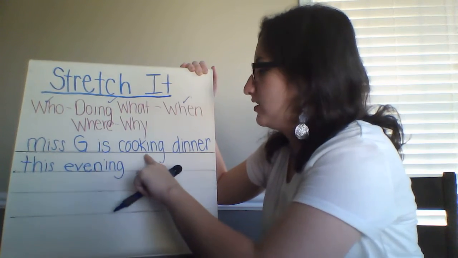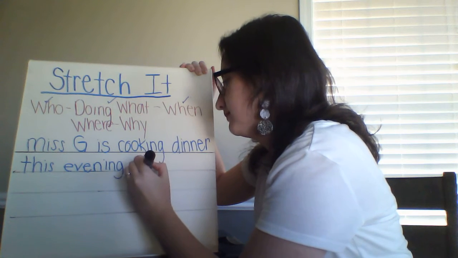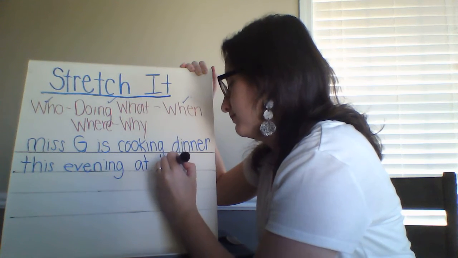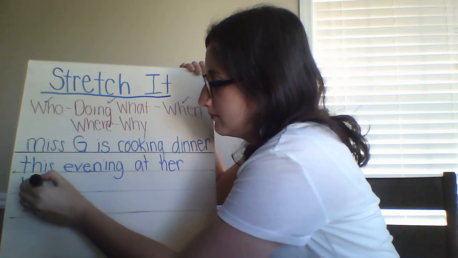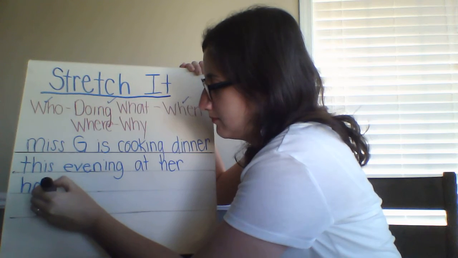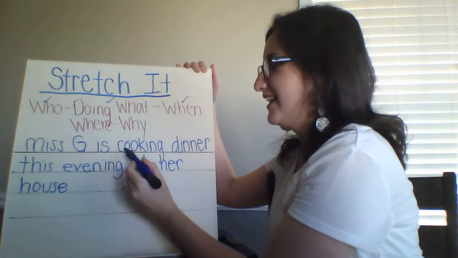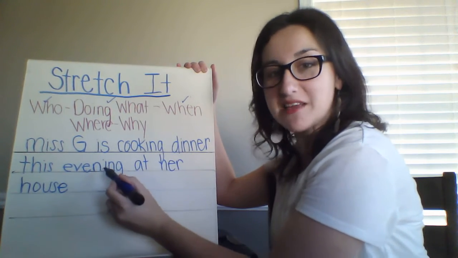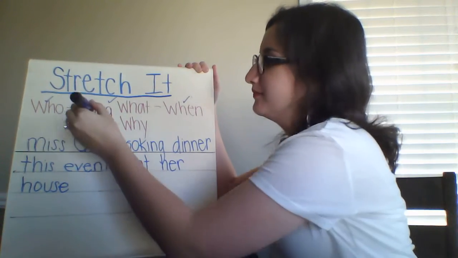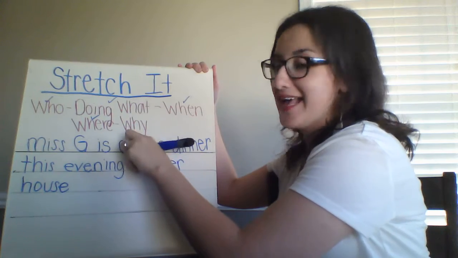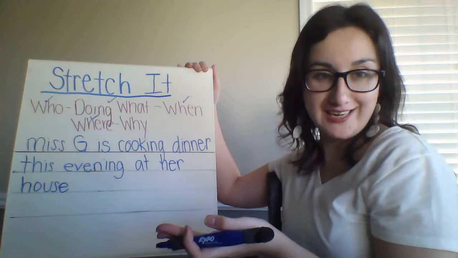Miss G is cooking dinner this evening. Miss G is cooking dinner this evening at her house. I've included a where. And last but not least, I need to include a why. Why is Miss G cooking dinner?